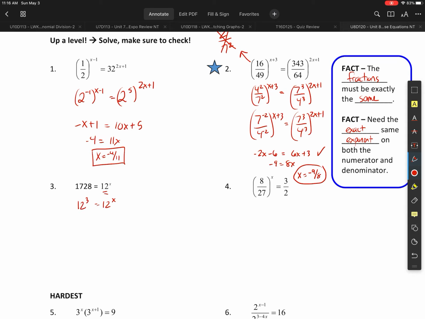Well, in this situation, 1728 is the same thing as 12 to the 3rd. So if it's not on your chart, just try something. Right? 12 is not changing. The other side can change. So just kind of wing it.